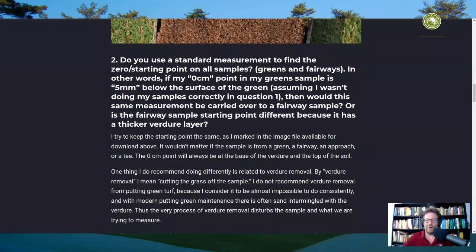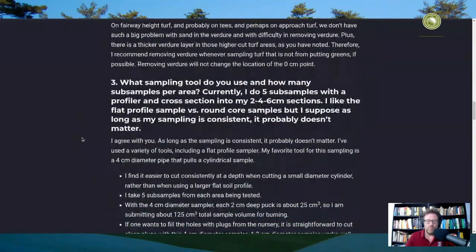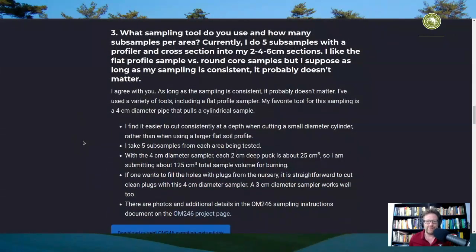So I don't want grass on the sample on high cut turf, but on putting greens, just for simplicity, just leave the grass on the sample. That's how I recommend doing it. We can move on to question 3. What sampling tool do you use and how many subsamples per area? I find we're still talking about OM246 sampling.